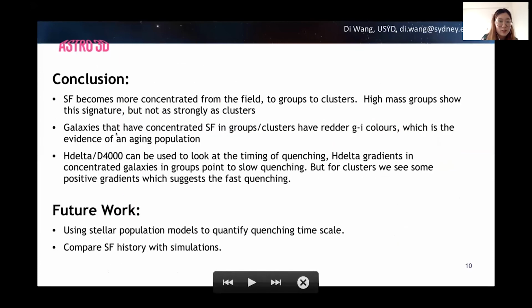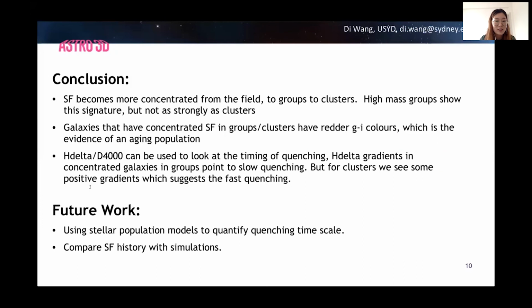Here is my conclusion and my future work. My conclusion is that the star formation becomes more concentrated from the field to groups and clusters. High mass groups show this signature, but not as strongly as clusters. Galaxies that have centrally concentrated star formation in groups and clusters have redder J-I color, which is evidence of an aging population. H delta and DN4000 can be used to look at the timing of the quenching.